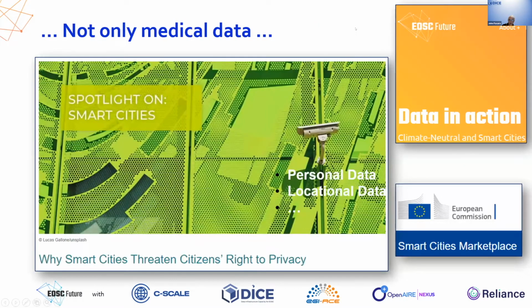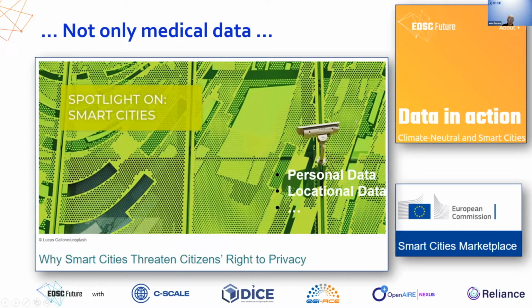Smart cities are a high priority for the European Commission. And smart city applications are also highlighted as very representative use cases for EOSC Future's Data in Action initiative. But it is also being recognized that the data collected by smart cities can contain a lot of confidential information about citizens that could threaten their right to privacy. And we're not just talking about data like their names and ages, but also locational data, where citizens go in their cities, and the right to keep that private.